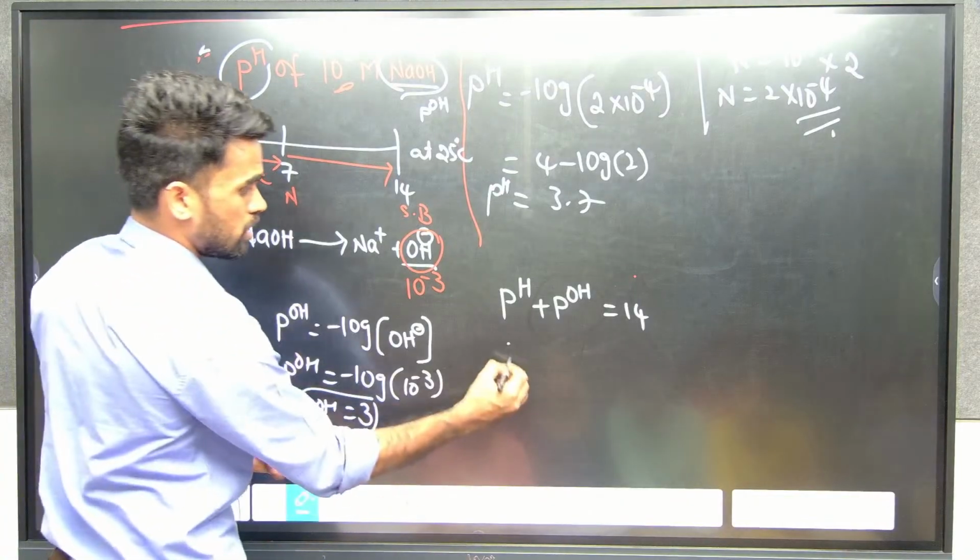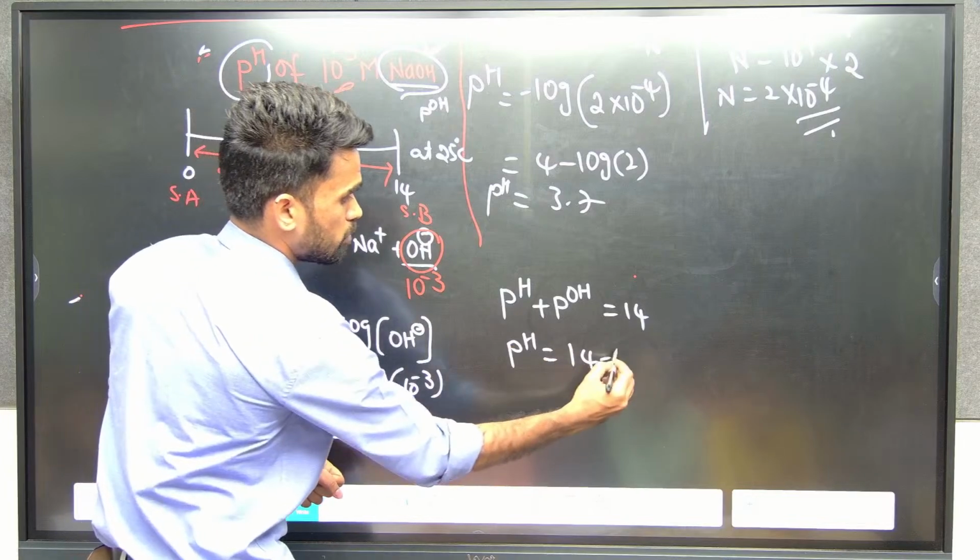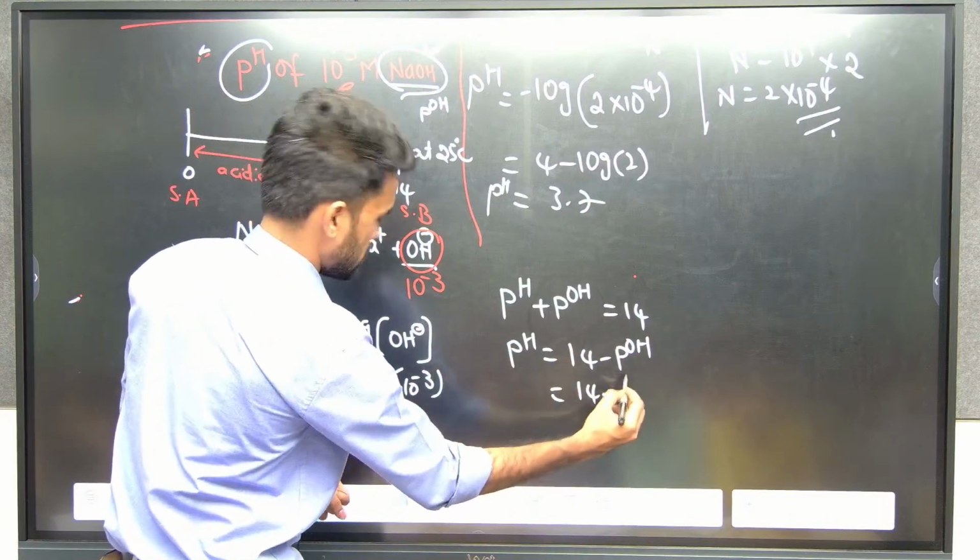Now how much pOH did we get? It means 14 minus pOH, so 14 minus 3.